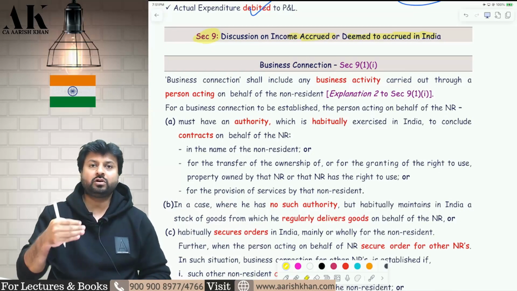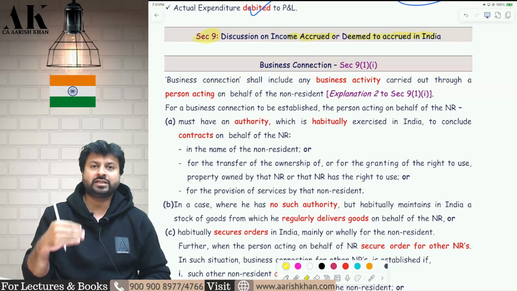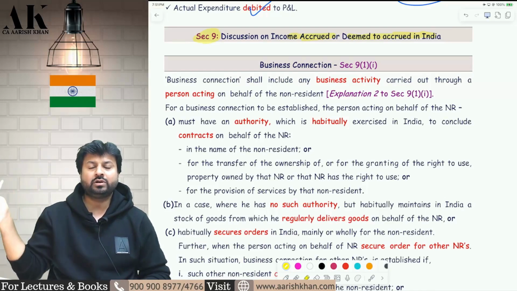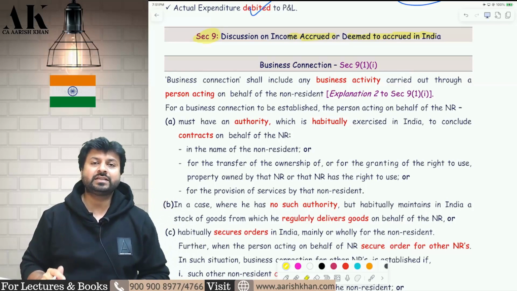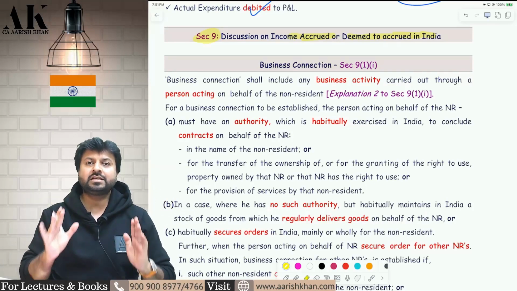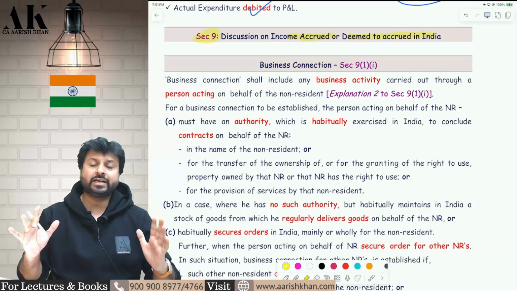Now we are going to talk head-wise. First we will talk about PGBP, then salary, then IFOS, HP, and for capital gains we are going to learn in the chapter of the Vodafone case law. Okay, so pay absolute attention now. When is business income taxable in India? For business income of a non-resident to be taxed in India, the non-resident should have a business connection in India.